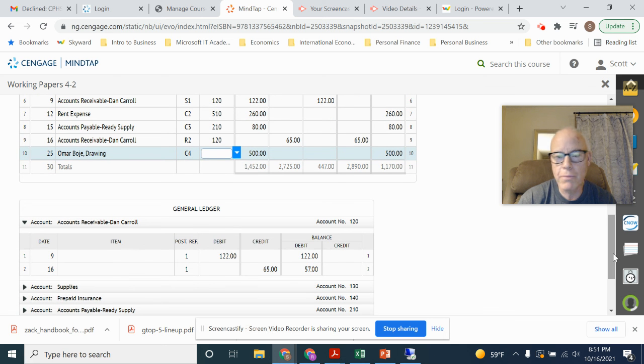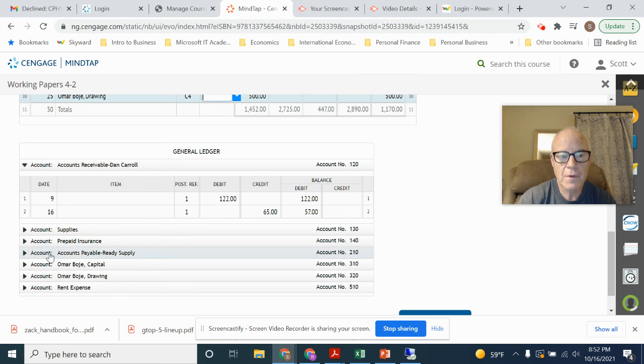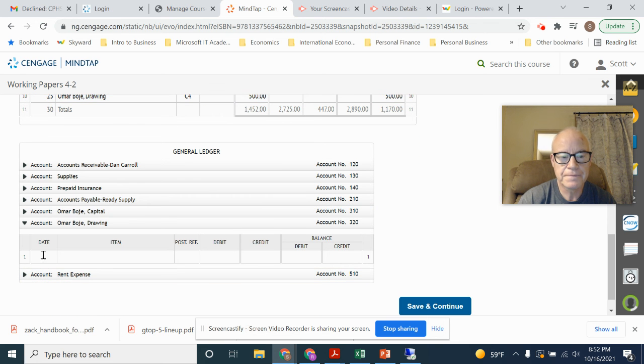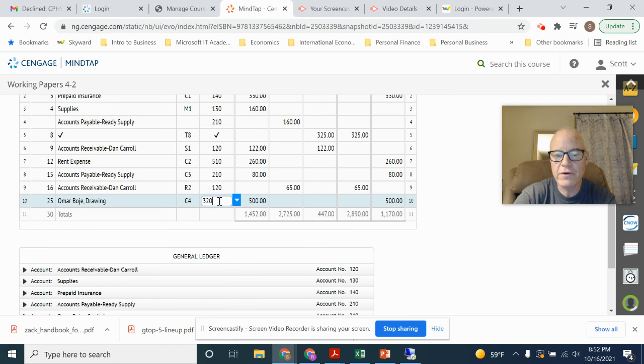Finally, Omar Bourget, drawing. It looks like the owner's taking $500 out of the business in a drawing account on the 25th. 25th, post reference, journal 1. Drawing is debited for $500. Step 4 is its new balance of $500. Step 5, take that account number 320, put it back up in the post reference in your multi-column journal.